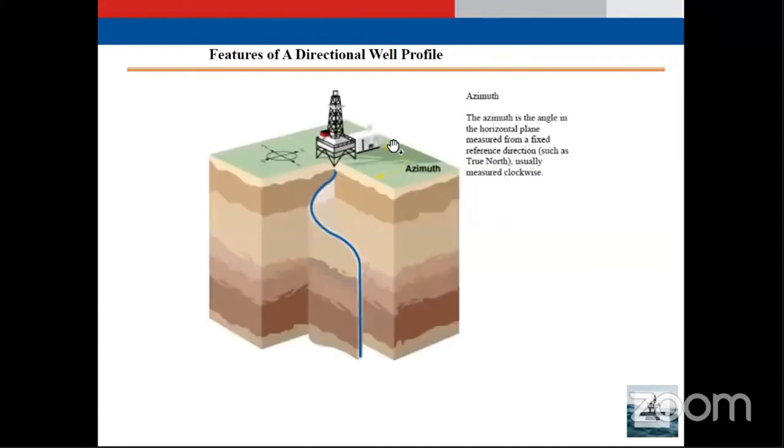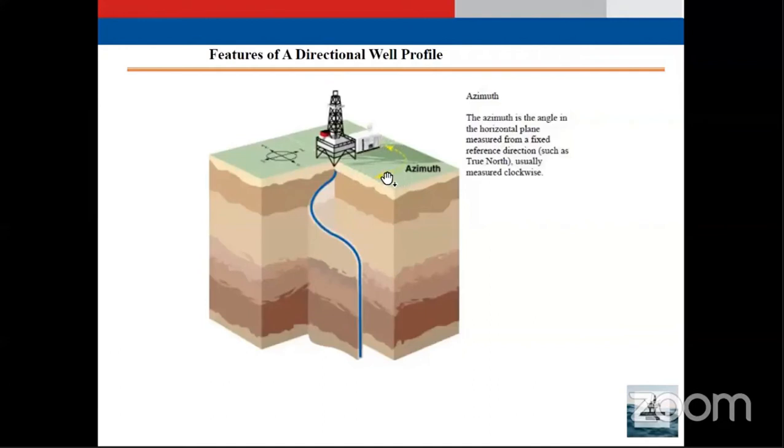Azimuth. What is the azimuth? As I mentioned before, there is inclination, and I explained the inclination. It is the angle between the vertical and the deviated well path. The azimuth is the angle in the horizontal plane measured from the north direction. If this is the north direction, the angle is measured from north clockwise in this direction.